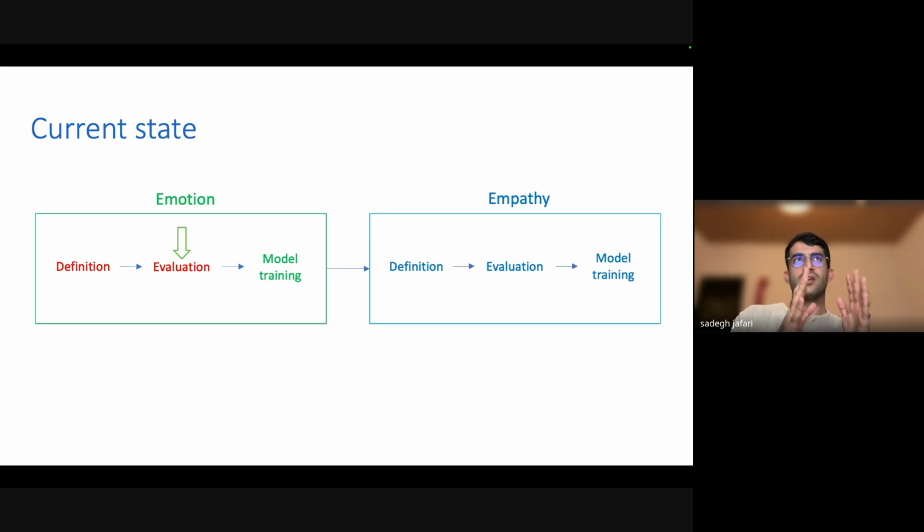After this emotion step, we will go towards more empathy with the same steps: definition, evaluation, and model training. Maybe that's for next year. But finally, we will have a really empathetic system that is an end-to-end model with different reliable automatic evaluation metrics.